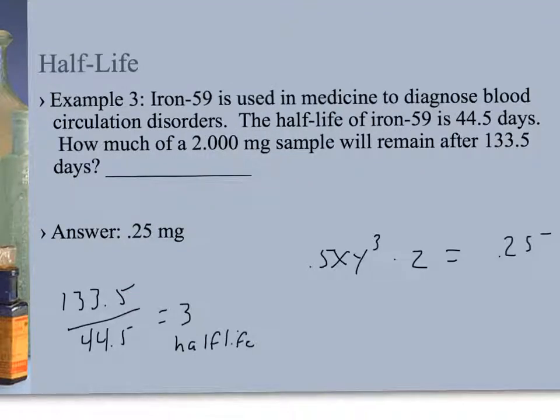Here we have an example of iron-59 that's used in medicine to diagnose circulatory disorders. The half-life is 44.5 days. How much of 2 milligrams would remain after 133.5 days? The first thing we need to do is take this time span and find out how many divisions we have gone through. So we will take 133.5, divide it by our half-life, and we see that it has divided in half 3 times. 0.5 x to the y, 3, times 2 milligrams, we would have 0.25 milligrams remaining.